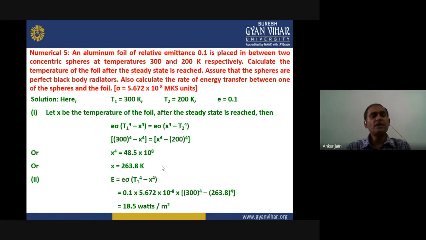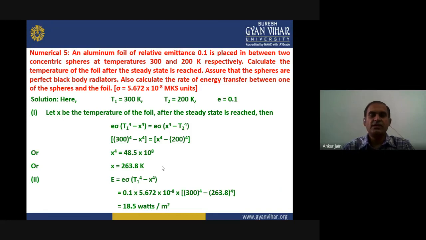Now we will go to the next numerical, which says an aluminum foil of relative emittance 0.1 is placed between two concentric spheres at temperatures 300 and 200 Kelvin respectively. Calculate the temperature of the foil after the steady state is reached. Assume that the spheres are perfect black body radiators.